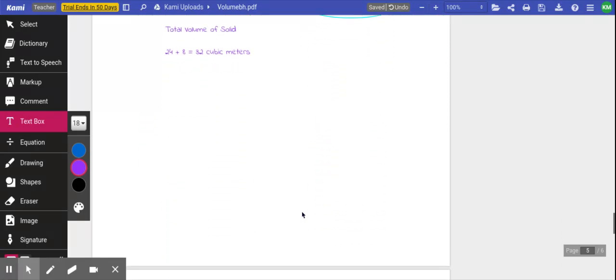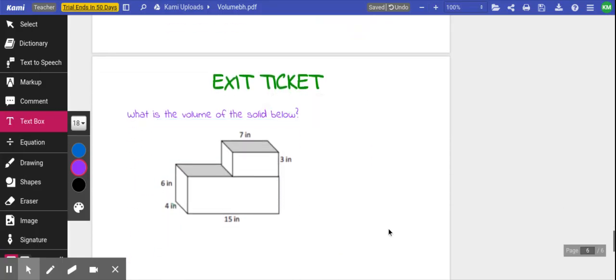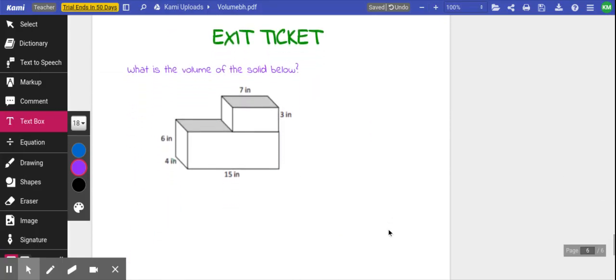All right, so here we have the exit ticket problem. Remember to think about separating the length, width, and height of each of the shapes. Label shape A, shape B, and come up with the volume of the solid below.